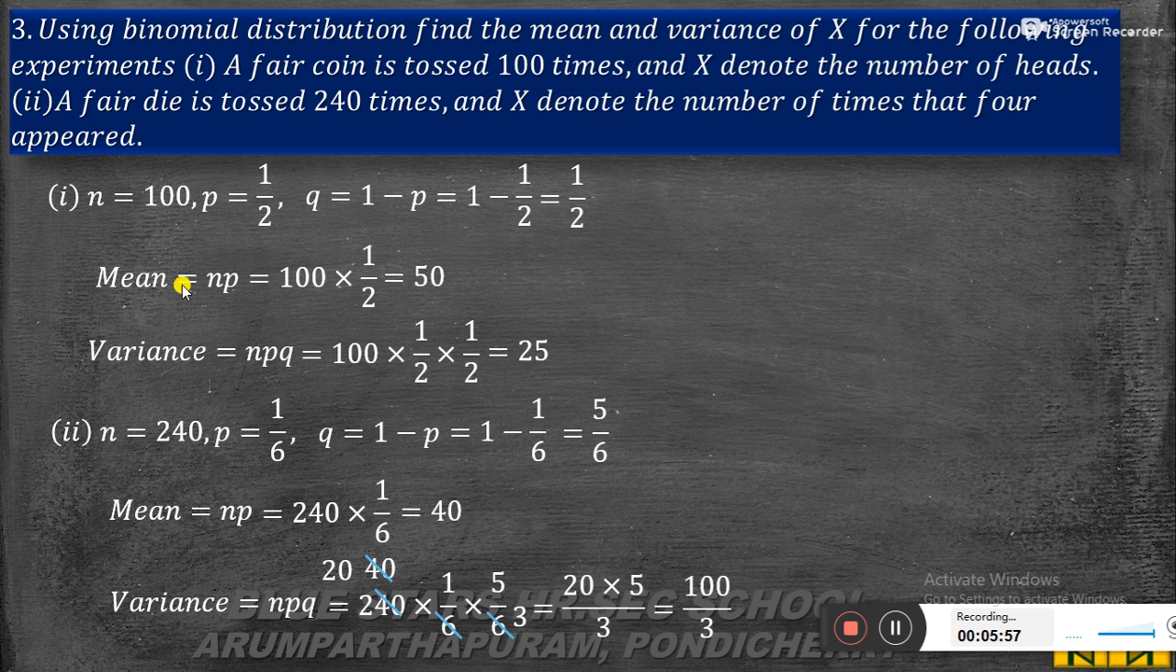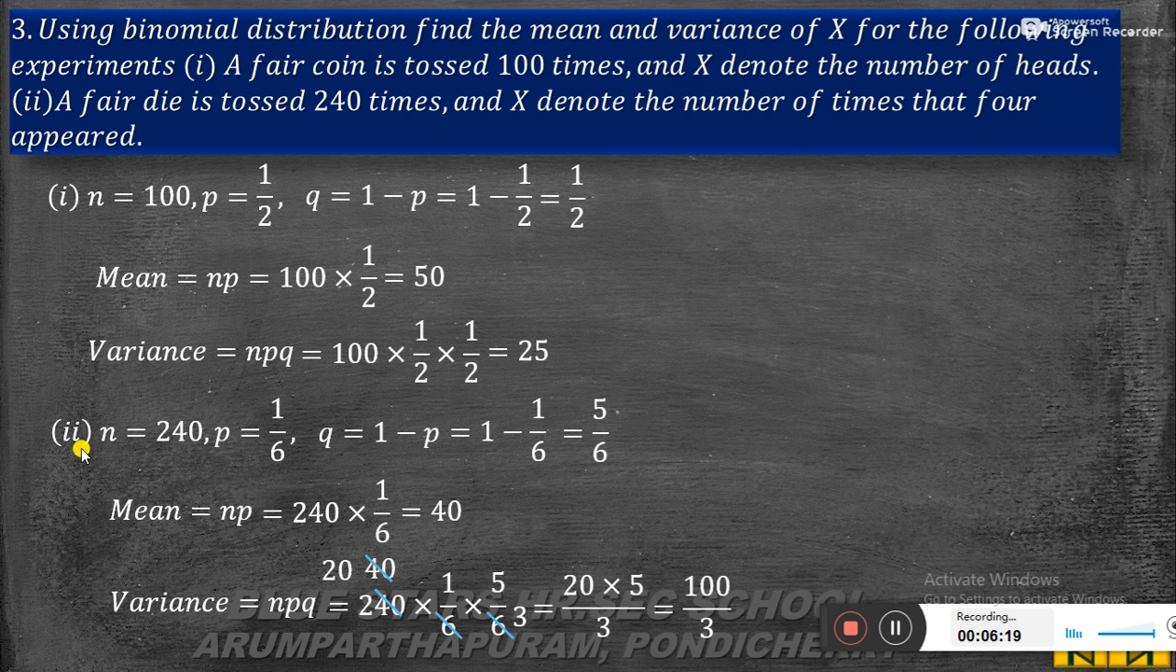Therefore the mean formula is np. The n value is 100 into p value 1 by 2, so 50. Next, variance means npq. The n value is 100 into p value 1 by 2 into q value 1 by 2, so 100 by 4 means 25. So the mean equal to 50, variance equal to 25.